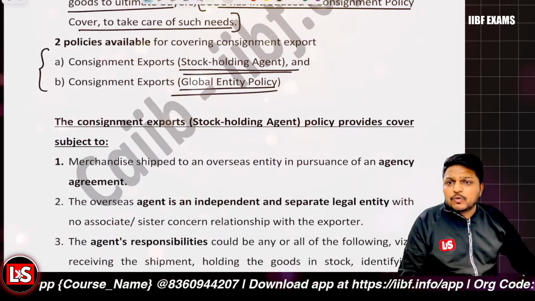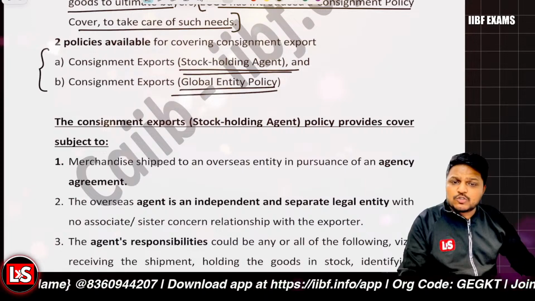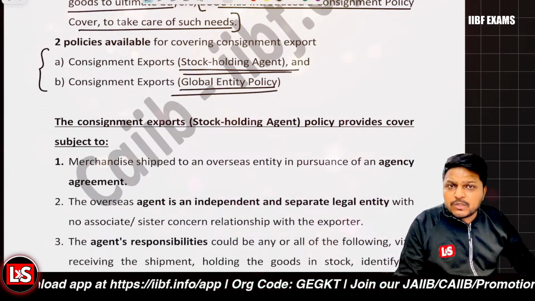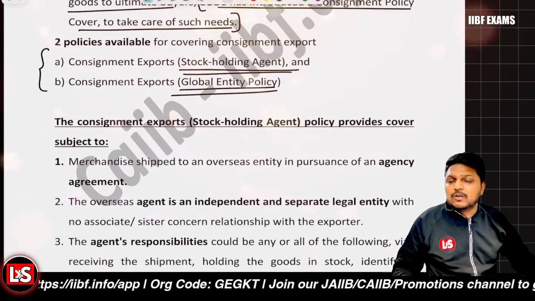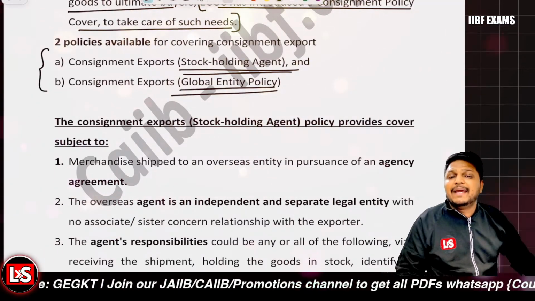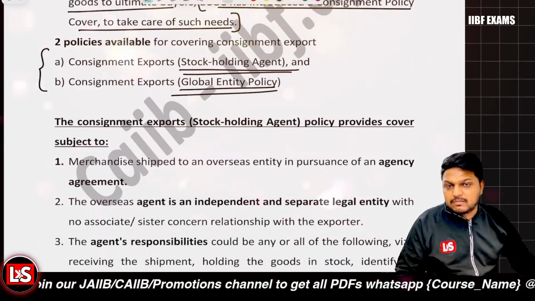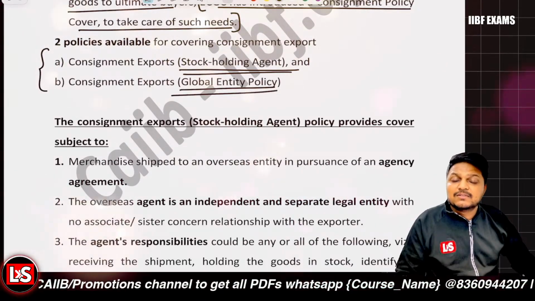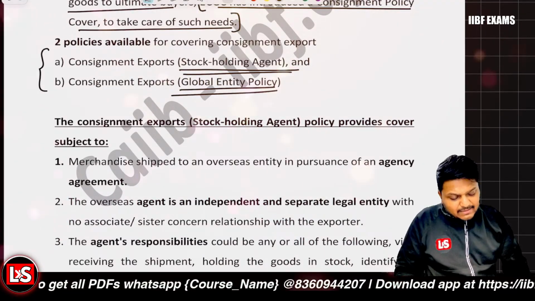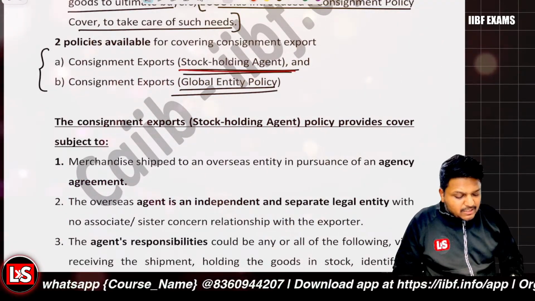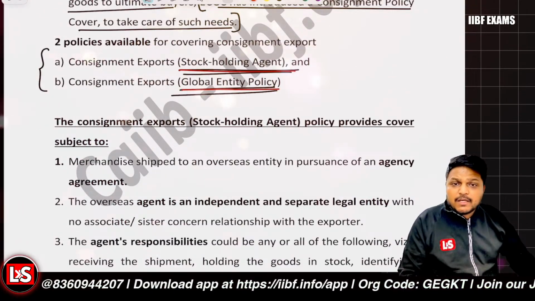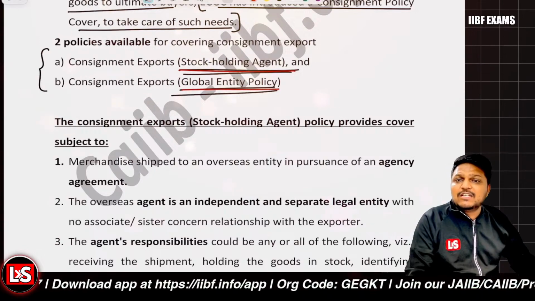You understood the point of what consignment exports are: when the direct sale is not made to the importer, but you are shipping the product to some agent, and after that the final sale is made. So there is another risk involved. So there are two types of consignment export policies. One is the stock holding agent policy, and the other one is the global entity policy, right? First, let's have a look at the stock holding agent policy.